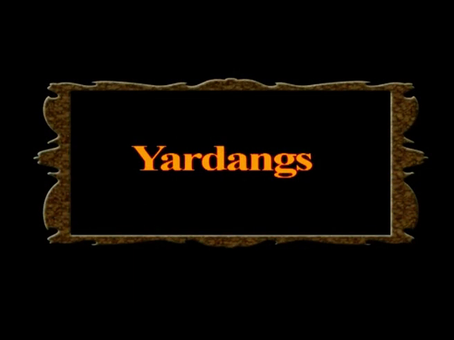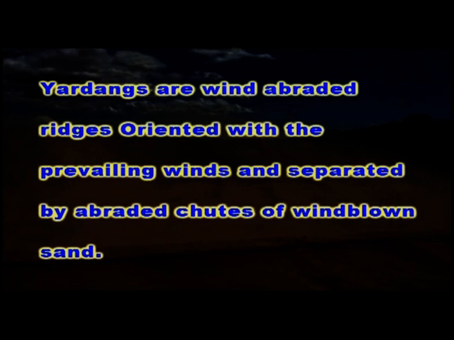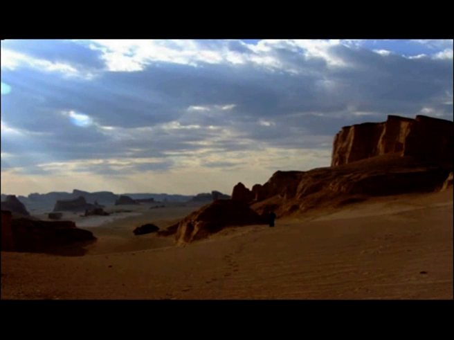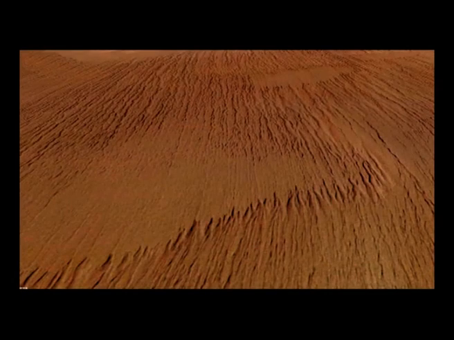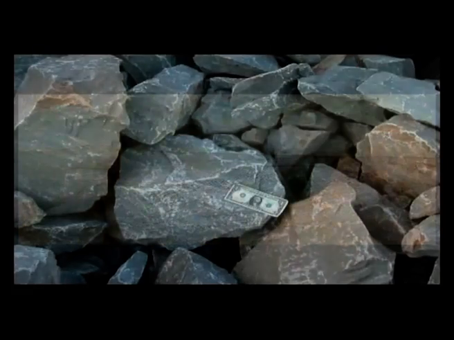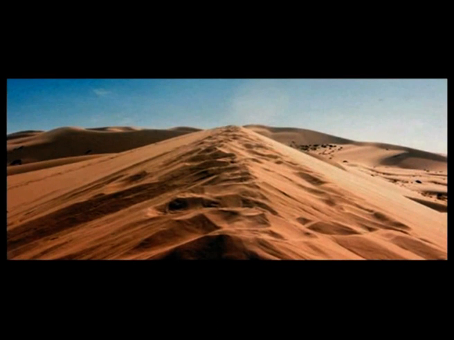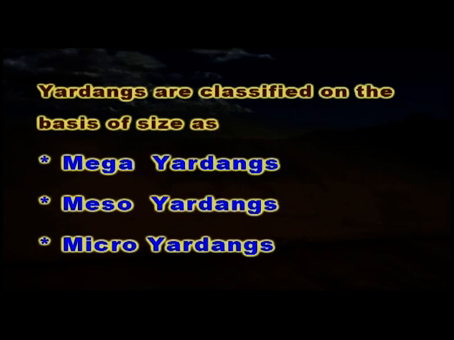Next comes yardangs. Yardangs are wind abraded ridges oriented with the prevailing winds and separated by abraded chutes of wind blown sands. Yardangs are larger hill sized features sculpted by the wind. Yardangs are composed of cohesive silts and clays, sandstone or limestone. They develop in regions with strong unidirectional winds. Many of them are formed during dry wind periods of Pleistocene period.